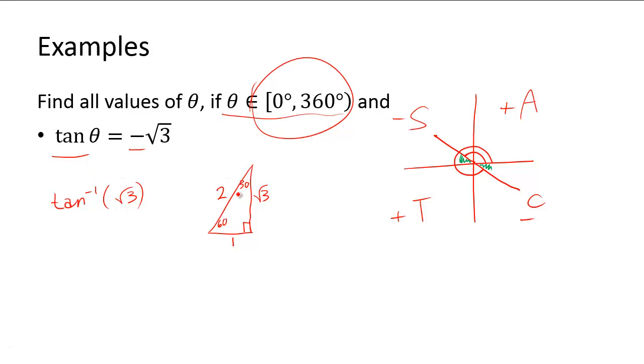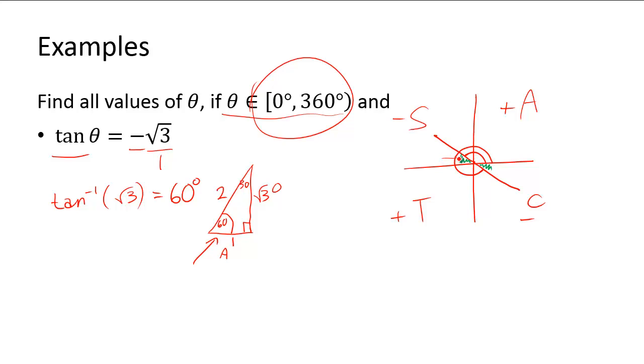Tan of which angle gives you root 3 over 1? Well, for tan to have opposite root 3 and adjacent 1, the angle would be 60. So that implies that your reference angle is 60 degrees. However, 60 is not part of our answer because 60 would result in a positive answer, but we need the negative answer. So the negative answer is here and here.